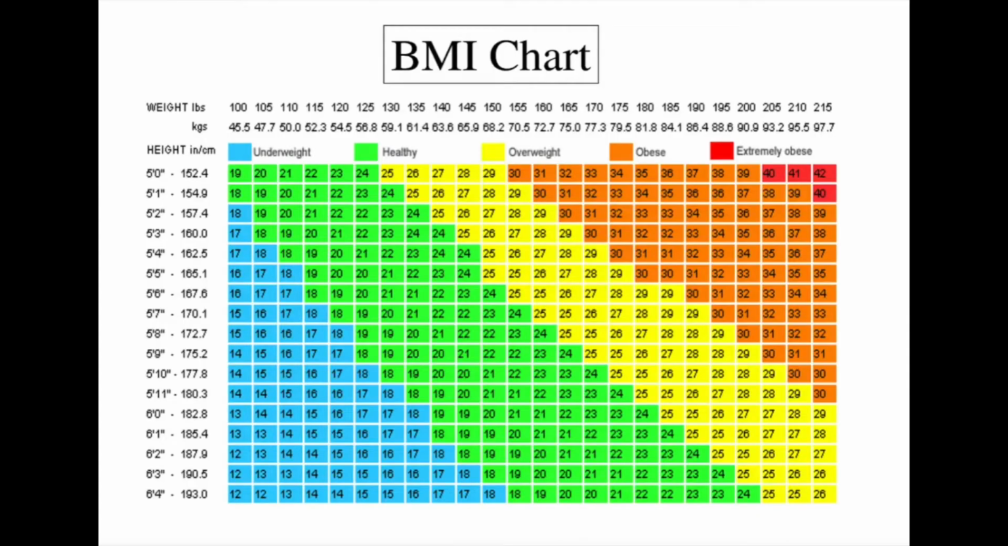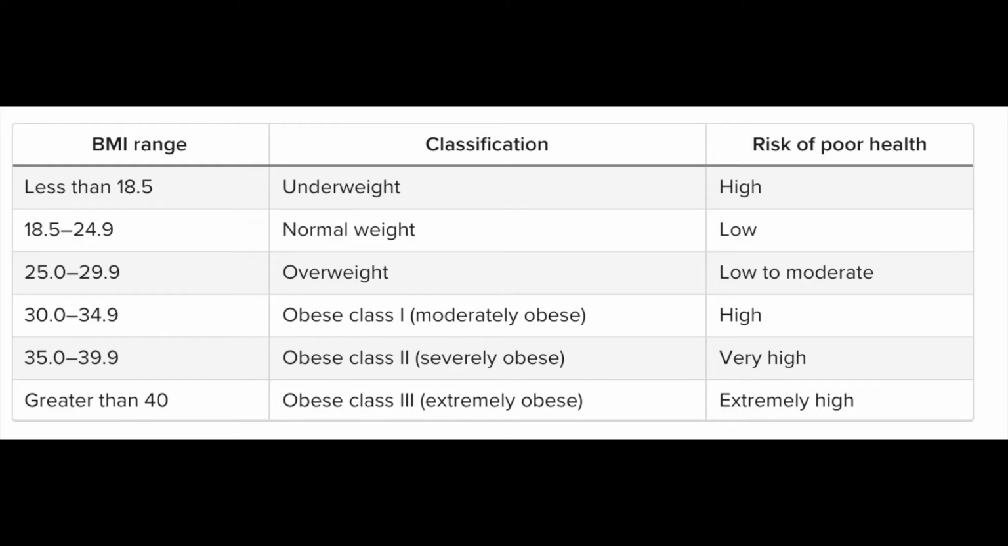If your score is between 18.5 and 24.9, that's considered to be normal weight. If you're less than 18.5, you're underweight. Research has shown that being underweight potentially puts you at a higher risk for certain diseases. If you have a BMI between 25 and 29.9, you'd be considered in the overweight category, which they tend to assess as being a low to moderate risk for your health.